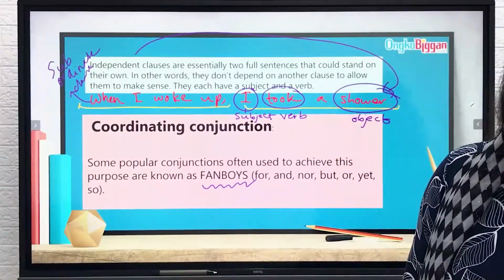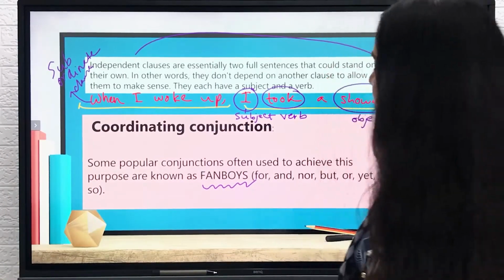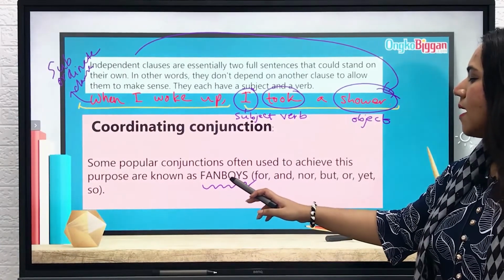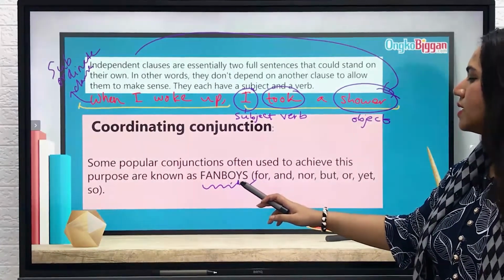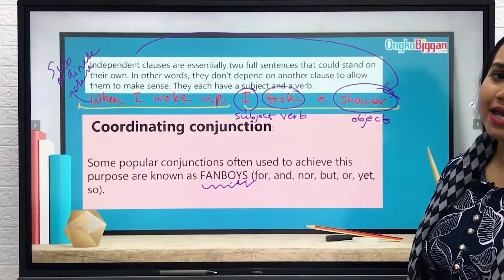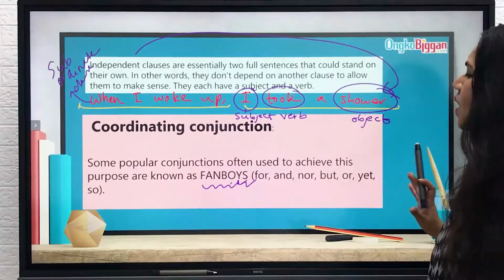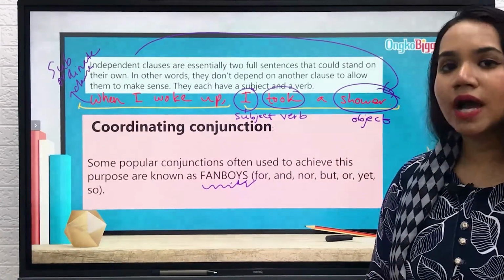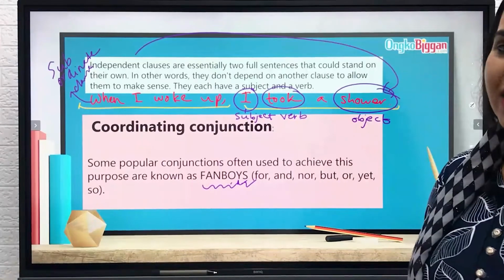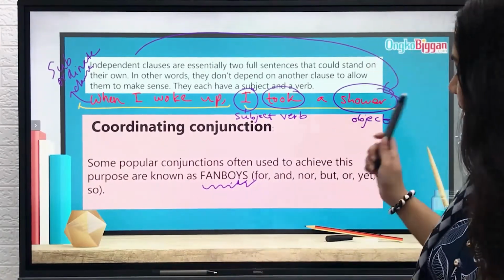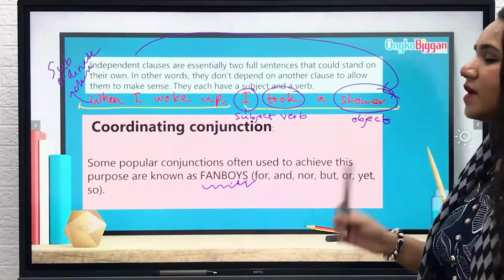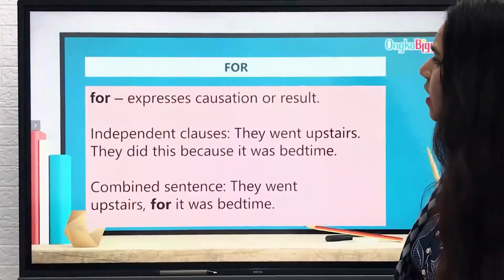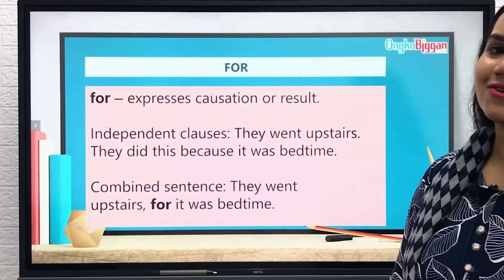No. Fanboys here is an abbreviation of the words for, and, nor, but, or, yet, and so. So these are a combination of some popular conjunctions that are used. So do I mean that popular conjunctions are only fanboys? Of course not. There are many different types of conjunctions, but fanboys are the most popular conjunctions out there. So now let's look at all of these conjunctions in detail.